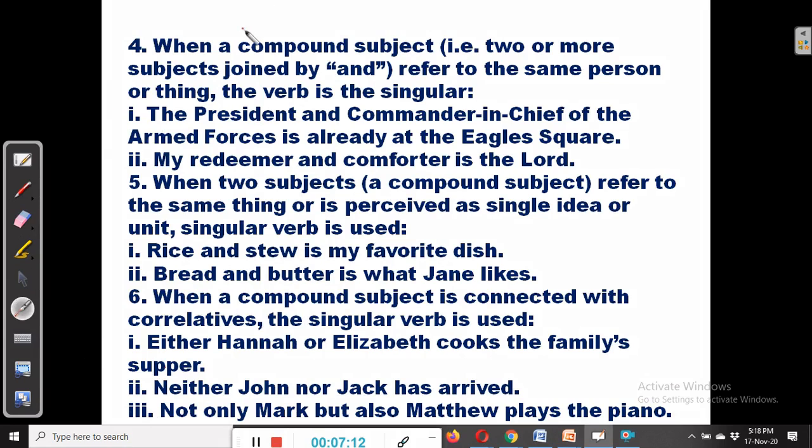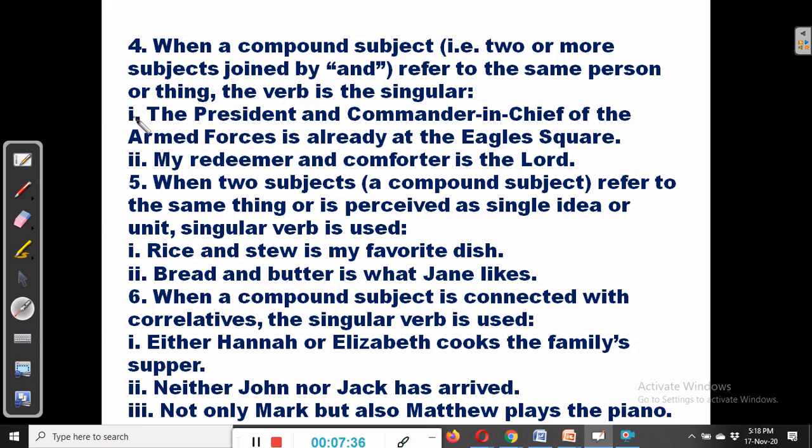In number 4, we have: when a compound subject, that is two or more subjects joined by "and," refers to the same person or thing, the verb is singular. Of course, this is what is called the double title. Alright? Subject with a double title.